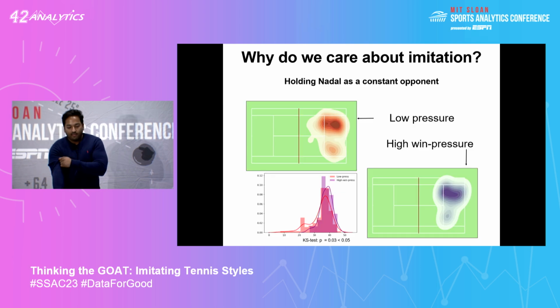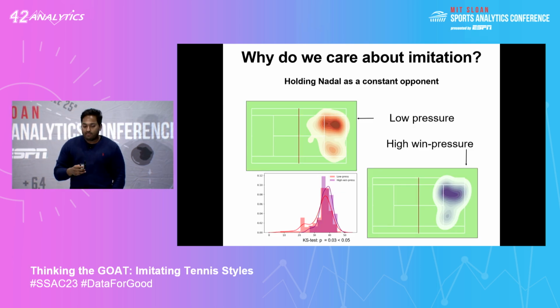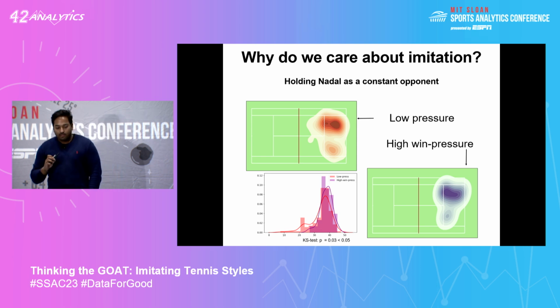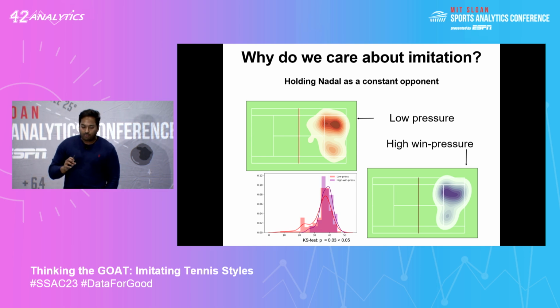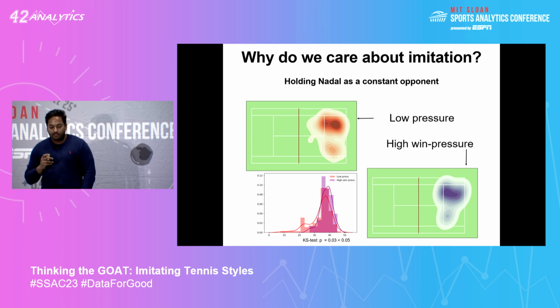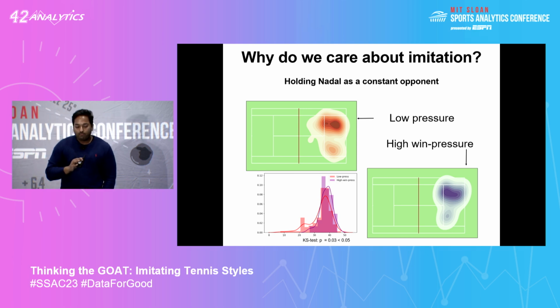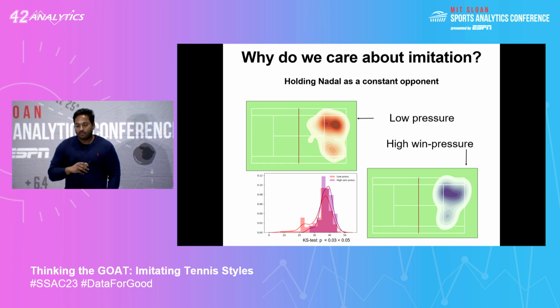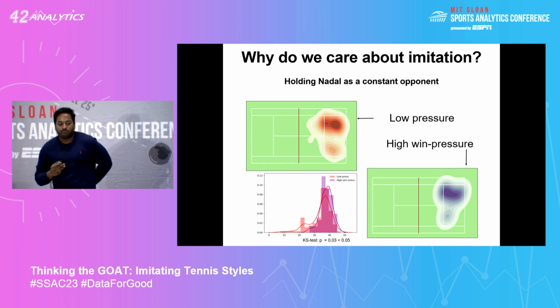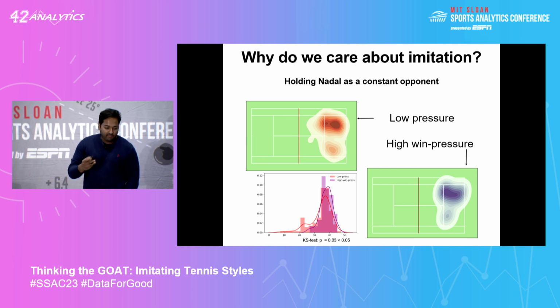So with that, again, looking at the data, it supports that there is some difference. For low pressure shots and high win pressure shots, placement changes slightly. What does change though is the speed of the shot. Thiem tends to hit broadly a bit faster whenever he is under high win pressure because, well, he wants to win and he can take that risk.